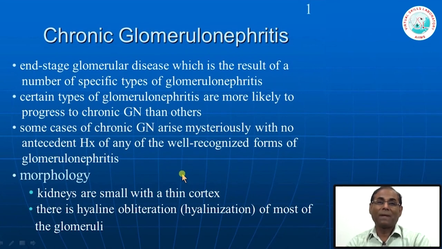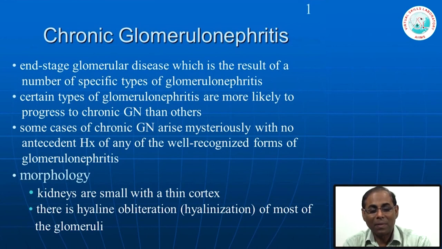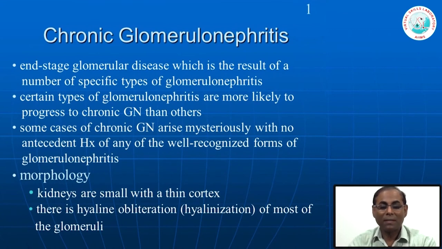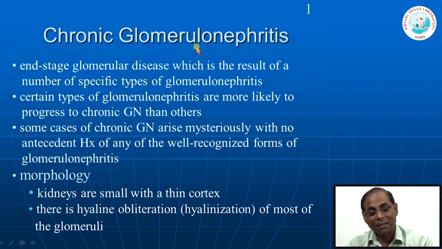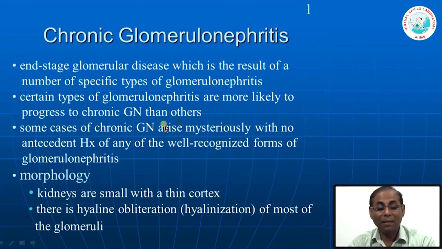Now, with all these glomerulonephritis, what will happen at the end? Many of them reverse, and many of them do not reverse. So, those which do not reverse have a progressive course, and it finally reaches a state which we describe as chronic glomerulonephritis. So, these are end stage glomerular disease as a result of a number of specific types of glomerulonephritis. Certain glomerulonephritis are more likely to progress to chronic glomerulonephritis than others, say crescentic glomerulonephritis and MPGN. So, they progress to chronic glomerulonephritis much faster.